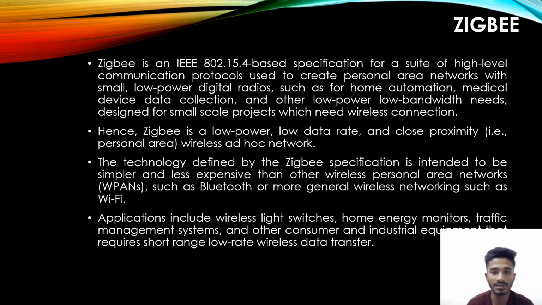The technology defined by the ZigBee specification is intended to be simpler and less expensive than other wireless personal area networks, such as Bluetooth, or more general wireless networks such as Wi-Fi. We are just going to say that it is more affordable than Wi-Fi and Bluetooth. Applications include wireless light switches, home energy monitors, traffic management systems, and other consumer and industrial equipment that requires short range, low rate wireless data transfer. So moving on to the next slide.